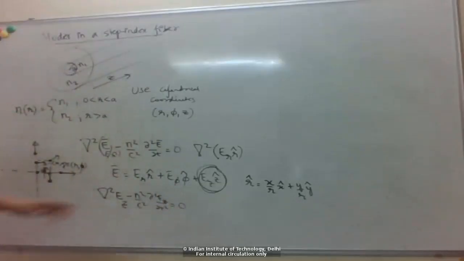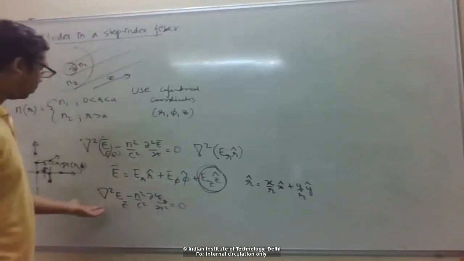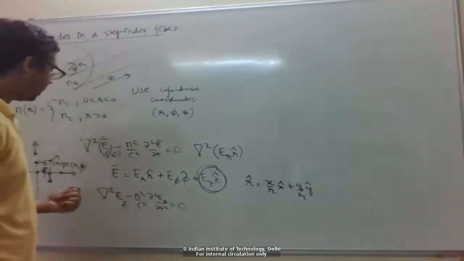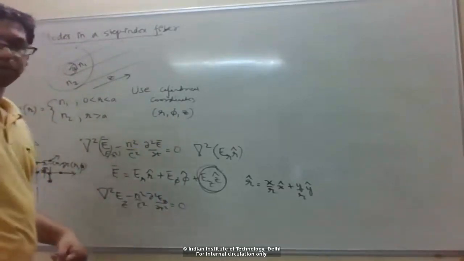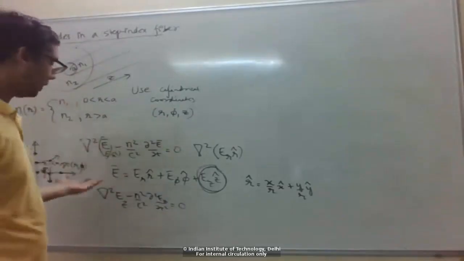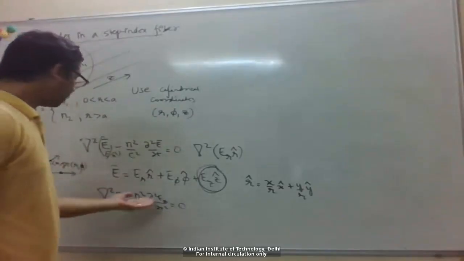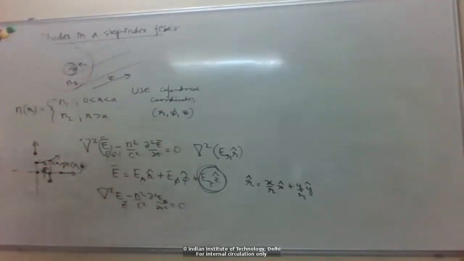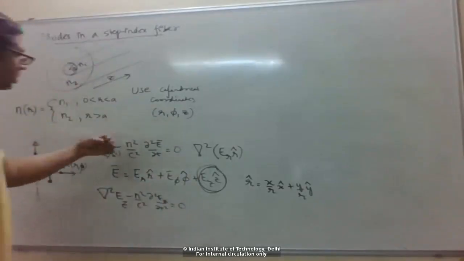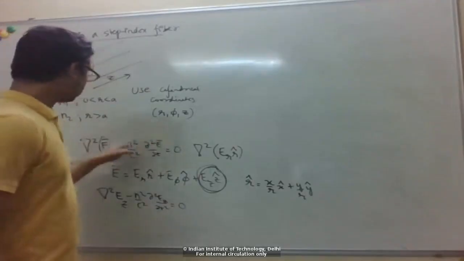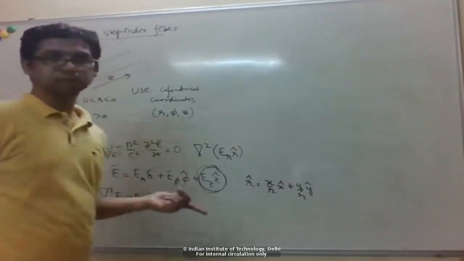Okay, and then now we can solve for the modes. So we can take this in cylindrical coordinates and then solve again in the same way that we've been doing in Cartesian coordinates. Basically you get a scalar equation, you solve for Ez. Similarly, the same argument holds for H also, right? So you can solve for Hz.